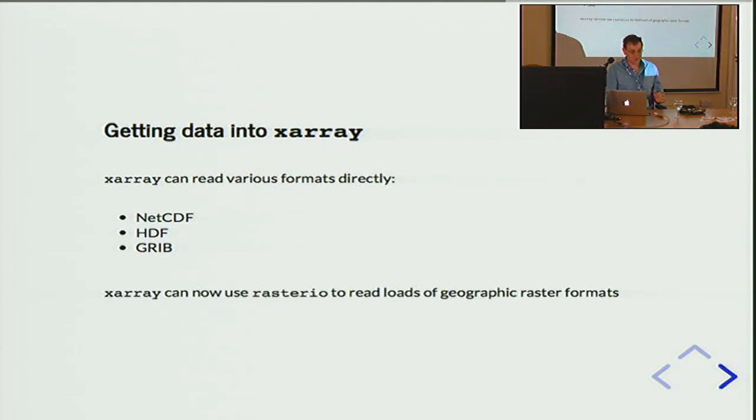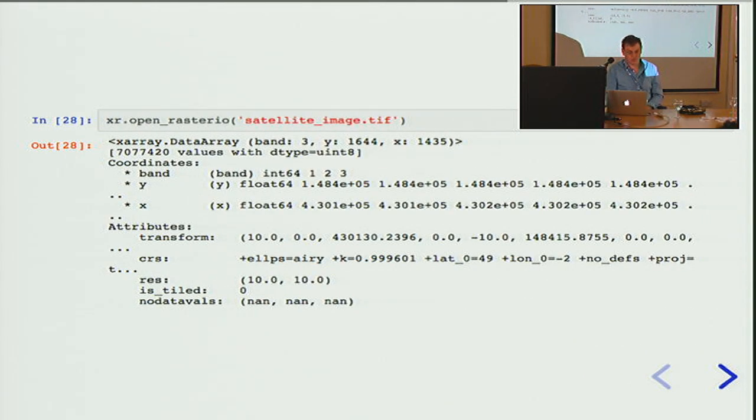And XArray can now use the rasterio module to read loads of different geographic raster formats. And it's as simple as just using the open_rasterio function with a satellite image. And you can see that you've got a load of values. The coordinates are quite interesting. You've got a coordinate for band. These are the different colours, as it were, that the satellite is measuring.